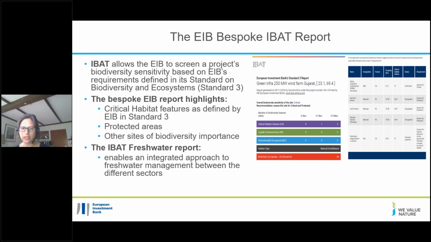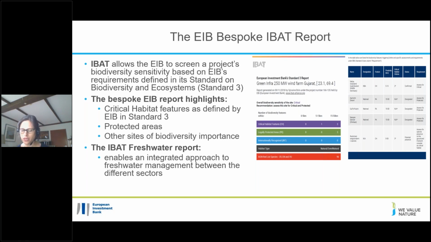It has included these buffers, which you see also here: 0 to 5 kilometers, 5 to 15, and 15 to 50. And what is very important and also very useful to our colleagues is that it not only gives, as you see where it says overall biodiversity sensitivity of the site, a classification of that site according to critical, high, medium, and low. And I'll go into those details a little later.